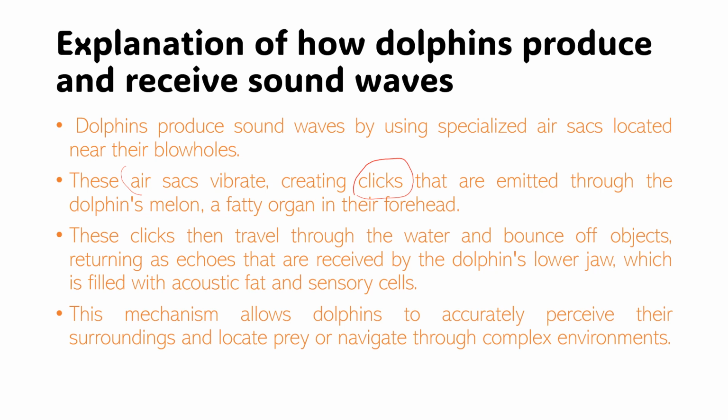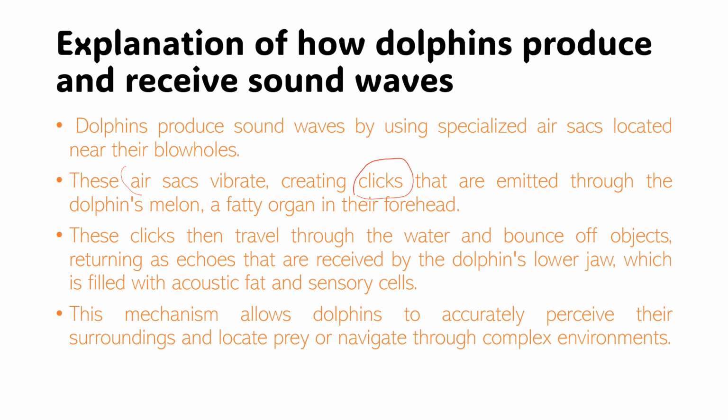So these are ear sacs. There are ear sacs which vibrate and create the clicks that are emitted through the dolphin's melon, or fatty organ, in their forehead. When the ear sacs are vibrating, the sound signal is generated, which is actually referred to as clicks. And these clicks can then travel through water and bounce off objects, returning as echoes.